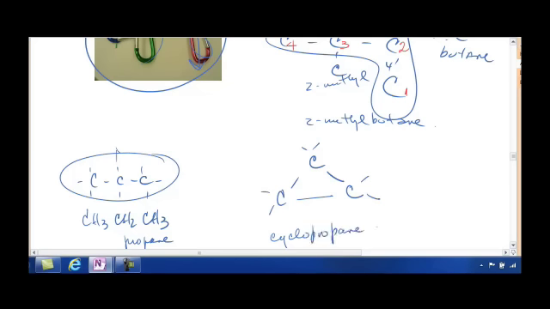Cyclopropane. Is cyclopropane an isomer of propane? Are they isomers? No, why not? Propane is C3H8, right? That's an alkane, CnH2n+2. And cyclopropane is C3H6. If this carbon has 2 H's, and this one has 2 H's, and this one has 2 H's, I only have 6 H's. So these two are not isomers, because I no longer have the same molecular formula, and they're totally different.